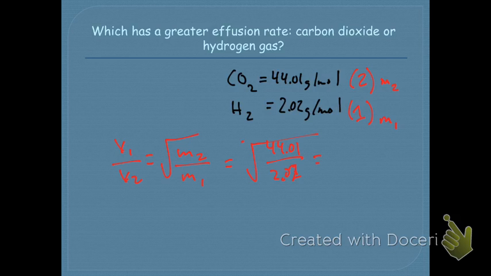44.01 divided by 2.02 is 21.787. I'm going to take the square root of that. Let's try that. So let me find my square roots. It equals about 4.67. So H2 is 4.67 times faster than CO2.